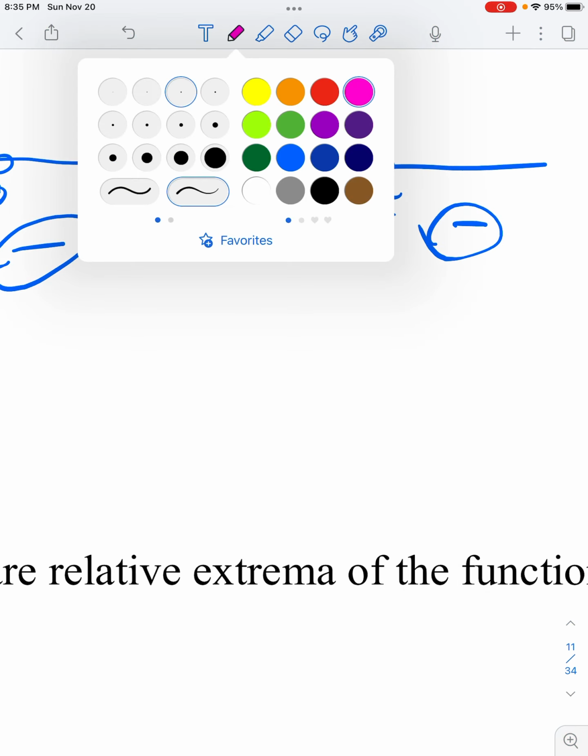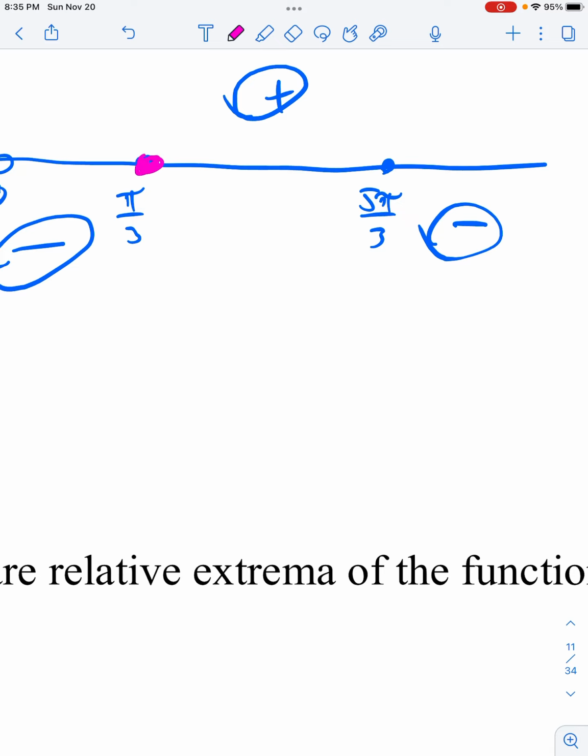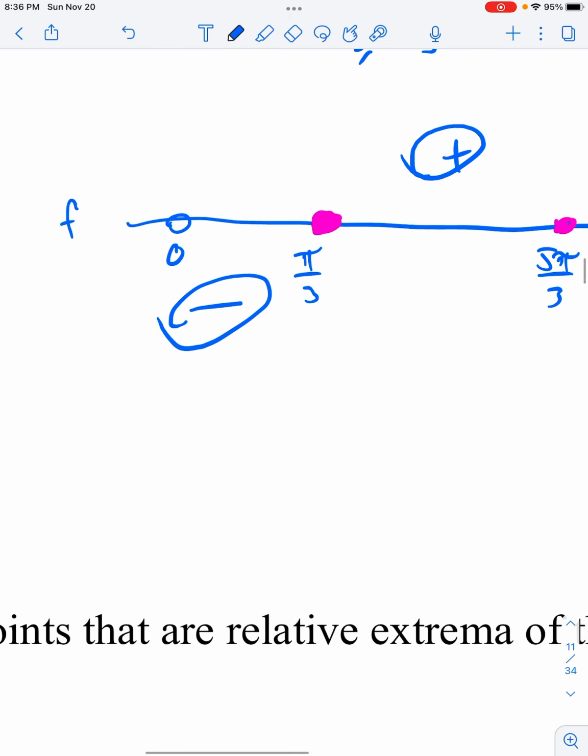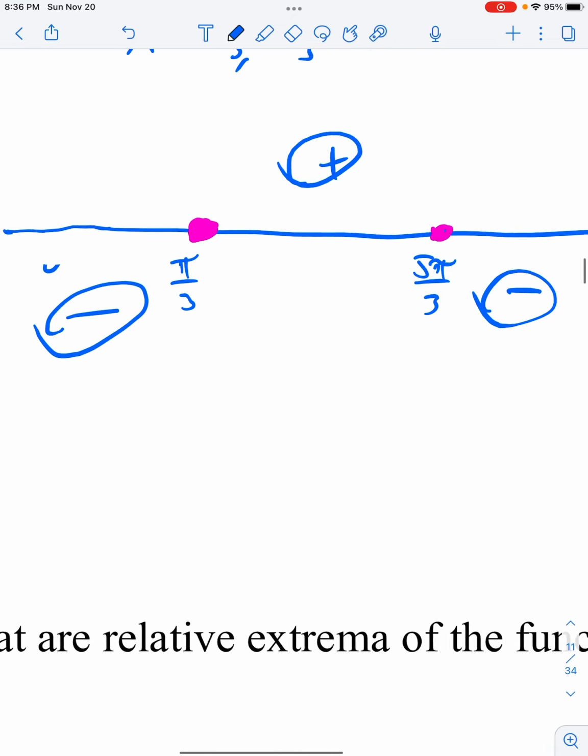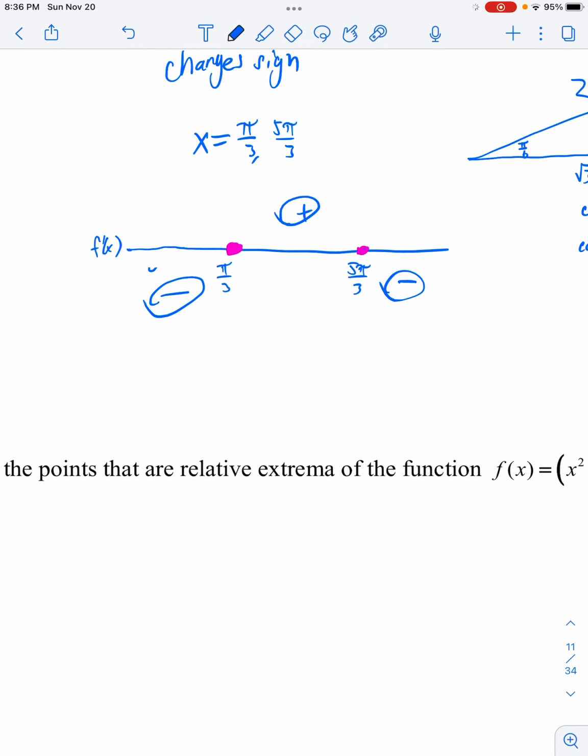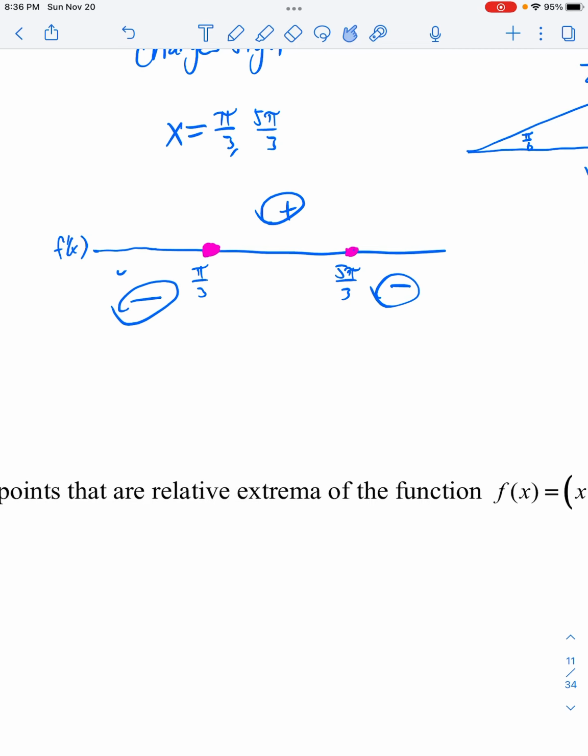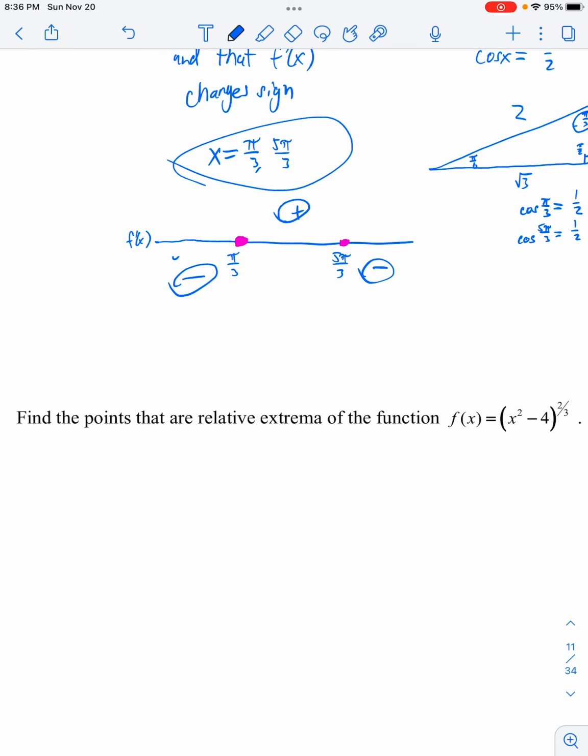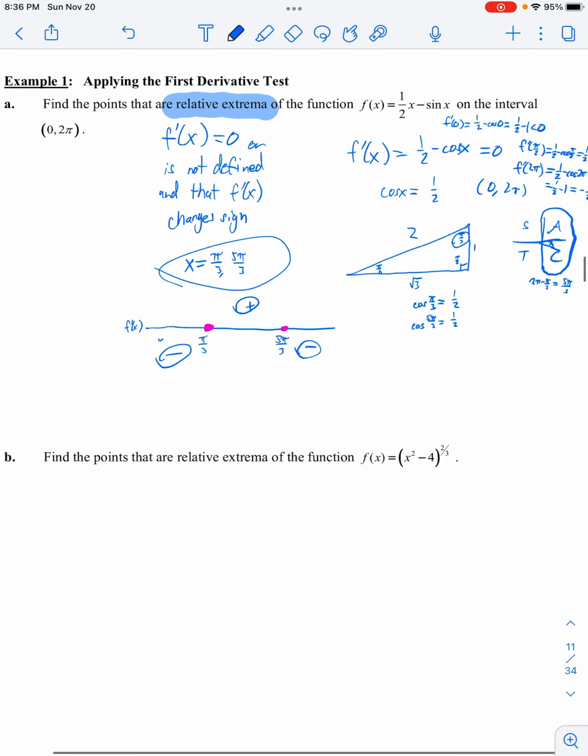I'm going to plot these points in pink. This is a sign chart I just made for f prime of x, right? Because f prime equals 0 at these two points and changes sign at these two points, I know that pi over 3 and 5 pi over 3 are going to be relative extrema for this function. All right, I'll stop talking.